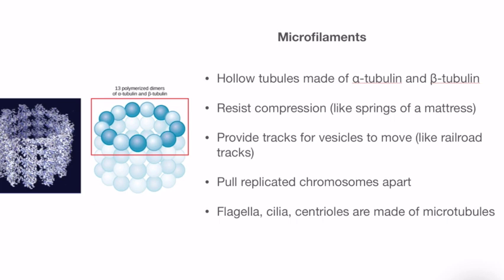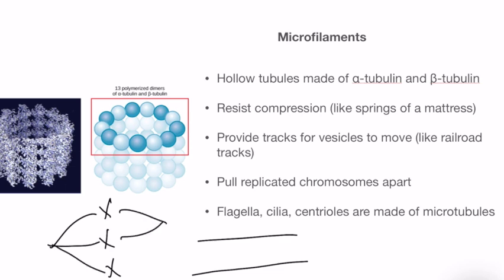They also provide tracks for vesicles to move, much like railroad tracks. So, like I mentioned, vesicles need to move around. They don't have a jet engine that powers them, but they have to have tracks that are laid out for them that they can go on. They also pull replicated chromosomes apart. So this happens during cell division, during anaphase actually, when the replicated chromosomes have to be pulled apart on either end. It is the microtubules that will pull them apart. Flagella, cilia, centrioles are all made out of microtubules.